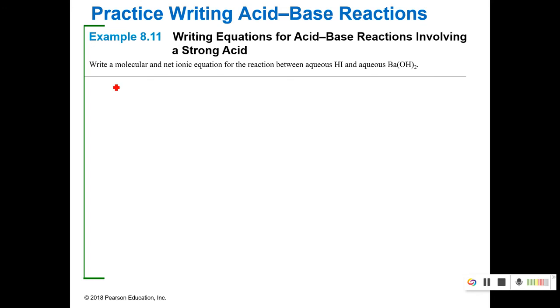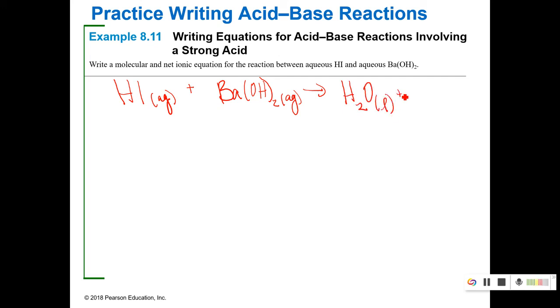Okay, so we're going to do a neutralization reaction. I've got HI, aqueous. That's hydriodic acid plus barium hydroxide, aqueous. Okay, remember, they always make water. So I generally always put water as the first product. You don't have to, but that's what I do.